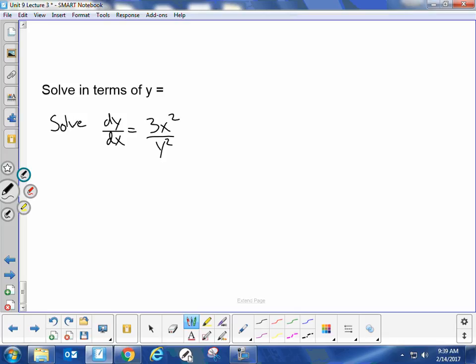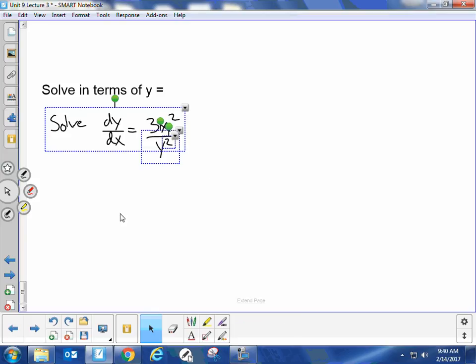Step 1, separate your variables. Step 2, anti-derive both sides. Then, essentially, just solve for y algebraically.